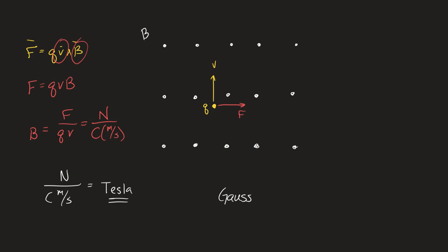And I believe 10 to the 4th Gauss is 1 Tesla. I don't use Gauss very often, but has anybody heard the phrase Gauss before? All right, so your little magnets that you stick on are just a couple of Gauss. They're pretty small.